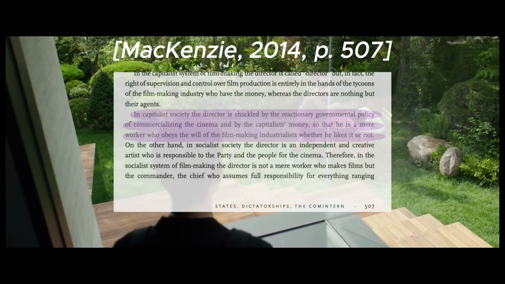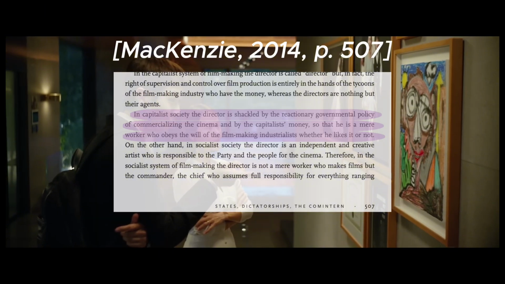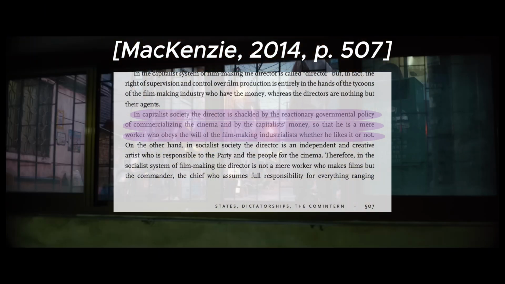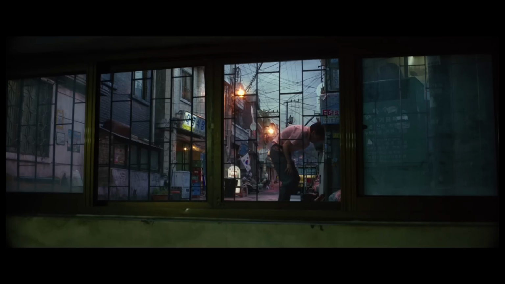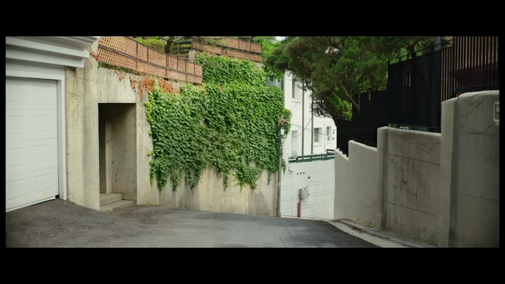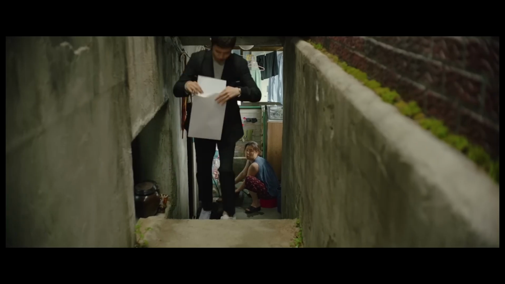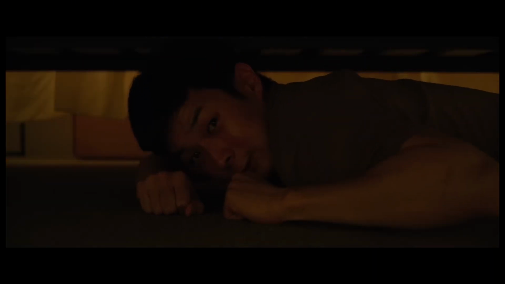Mackenzie states, "In capitalist society, the director is shackled by the reactionary governmental policy of commercializing the cinema and by the capitalist's money, so that he is a mere worker who obeys the will of the film-making industrialists, whether he likes it or not." Bong Joon-ho's meticulous approach exemplifies how a director's creative vision can elevate a film beyond entertainment, transforming it into a critical commentary on class, power, and social structures. As Mackenzie argues, directors often operate under the constraints of commercial pressures, yet Bong's work demonstrates how cinematic art can resist these forces and deliver impactful social critiques.